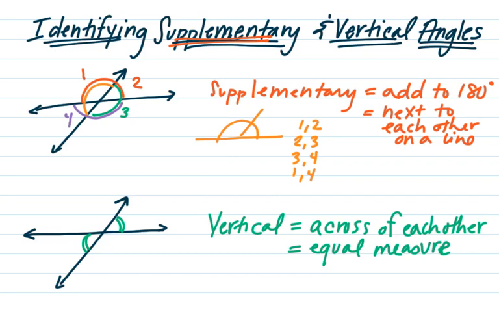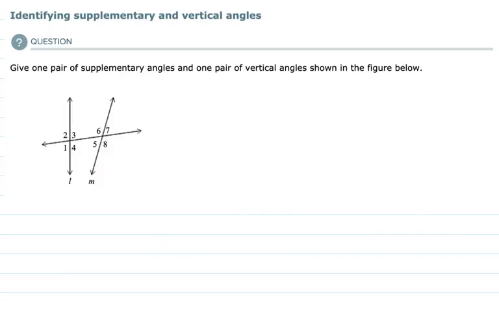So for example, if this angle is 25 degrees, this angle is 25 degrees. Okay? Similarly, this angle here is a vertical angle with this angle here. And so if this one is 155 degrees, then this one is 155 degrees. Those are vertical angles. So let's look at this problem.